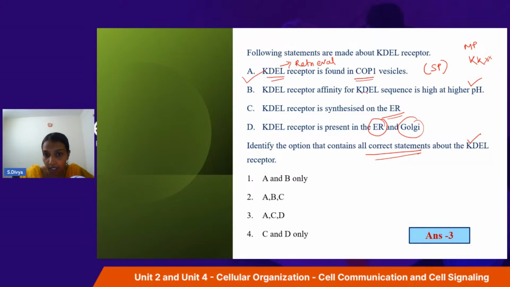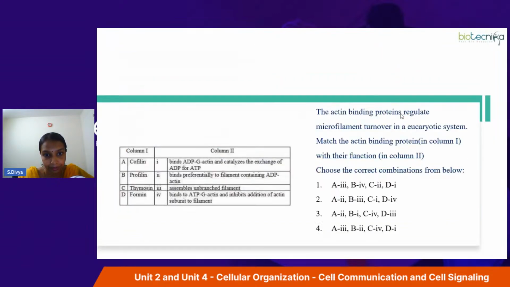Next, we don't have any proof of this, but where is it synthesized? It is synthesized in the ER. But it can also shuttle between the ER as well as your Golgi. So that's the reason A, C and D are the correct answers. Okay. Next.